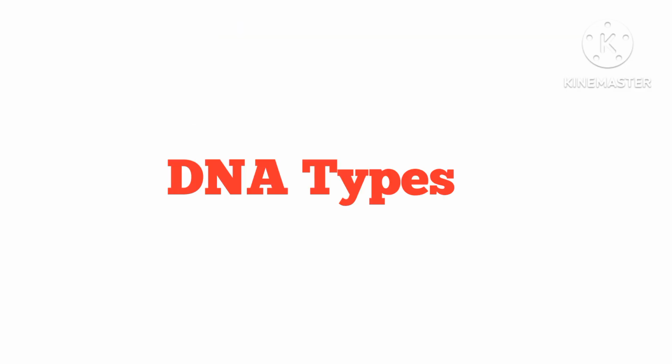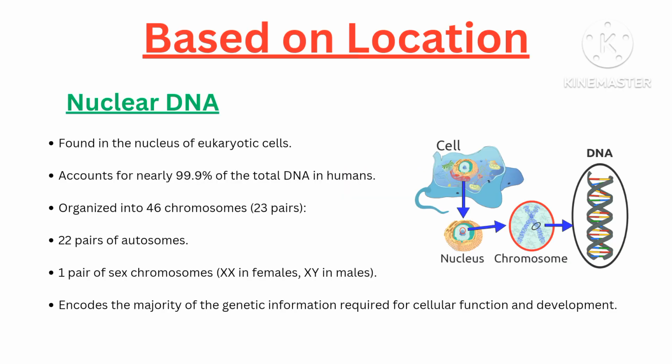Types of DNA. Human DNA can be classified into different types based on its location, structure, function, and sequence characteristics. The main types of DNA in humans include nuclear DNA, mitochondrial DNA, and variations based on coding, non-coding, and repetitive regions and structure. Here is a detailed breakdown based on location.